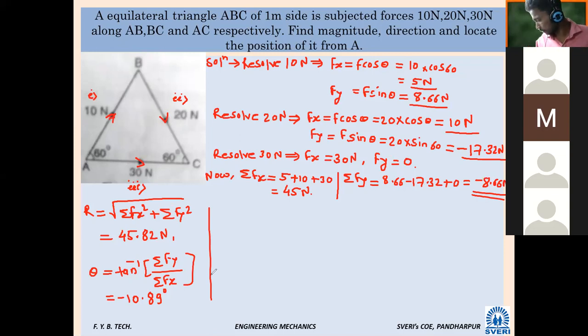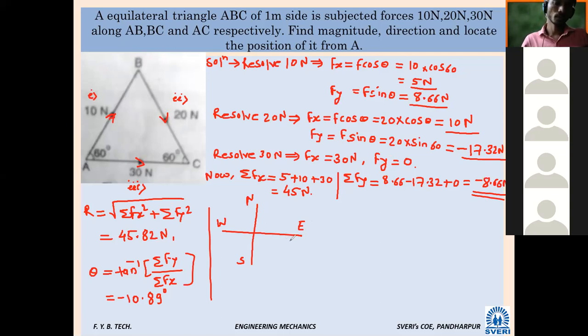How can we show its position? How we were showing direction? Clockwise, with N S W E. So a minus angle is there. Where do we have to show, clockwise or anti-clockwise? Clockwise. Clockwise means from east to south. Okay, correct? From east to south.